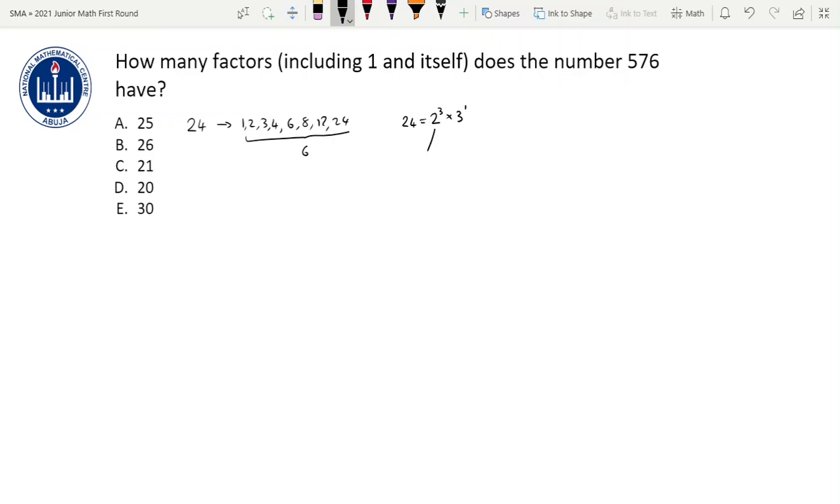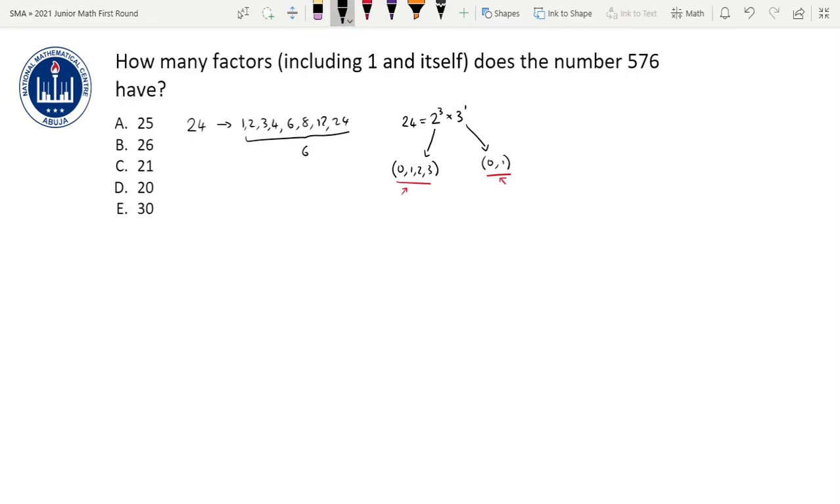And at this point, we're going to do something. Let's write out all the numbers from 0 up to 3 and numbers from 0 up to 1. So for this, we'll have 0, 1, 2, and 3. And for this one, we'll have just 0 and 1. If you pick any number from this bracket, and pick any number from this bracket, and raise 2 to the power of the number you pick here, and 3 to the power of the number you pick here, and multiply those numbers together, the number you have will be a factor of 24.